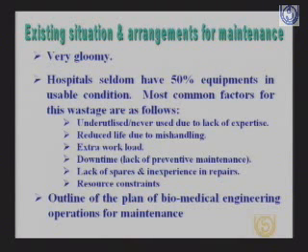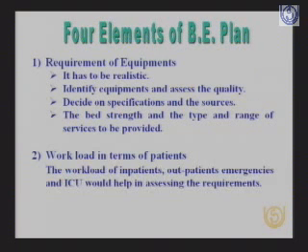Now, the outline of the plan of biomedical engineering operations. This is the existing situation, which we have already discussed in brief. Now, how can we go about the maintenance and repair? What should be the important things when we decide about the outline of the biomedical engineering operations of the equipment? We can discuss this under four elements of this biomedical engineering plan. The first thing is the requirement of the equipment. As we have discussed, the requirement of the equipment has to be realistic.